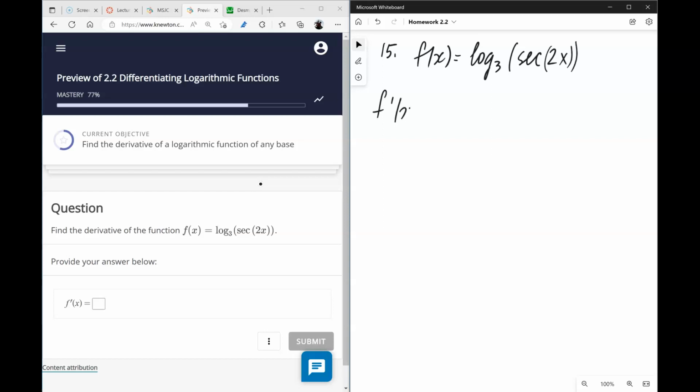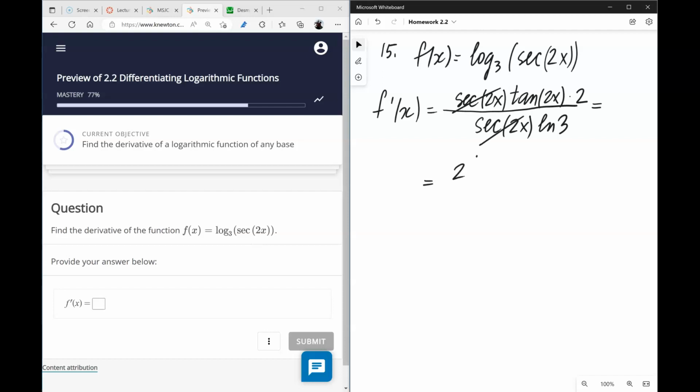So let's see. Derivative of this function is, since it's a logarithmic function, what's inside goes in the denominator along with ln of 3. And now we multiply by the derivative of secant in the numerator. So derivative of secant is secant tangent, but we plug in the inner function, and we multiply by the derivative of the inner function. So the final answer is, I guess secant cancels. So we just have 2 tangent of 2x divided by ln 3.